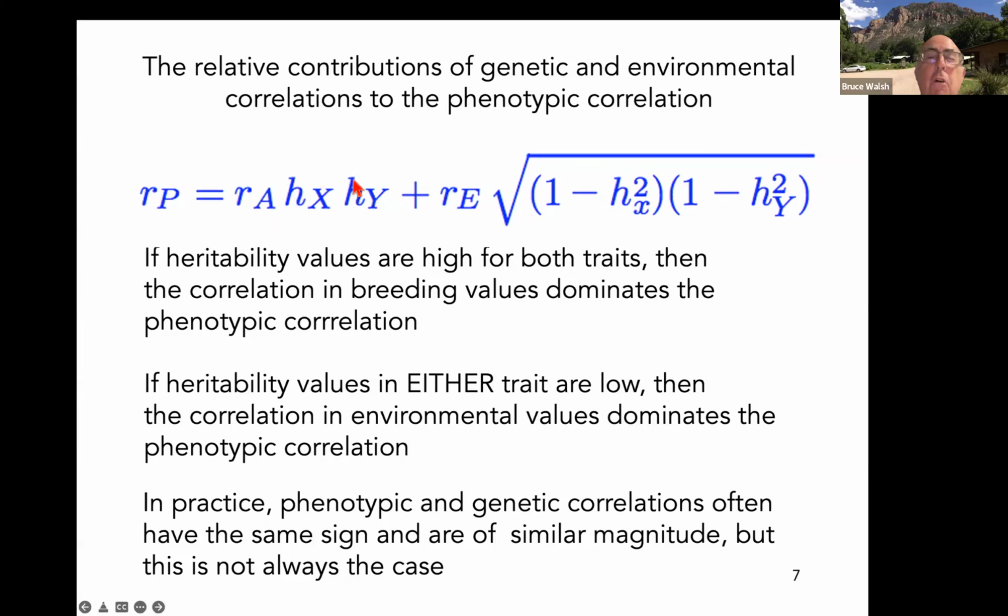If heritability is low, that term is small, that term is near one. Phenotypic correlations largely track environmental correlations. With intermediate heritabilities, you really can't say. So your phenotypic correlation is not necessarily a good predictor of your genetic correlation, and in fact may often be a rather poor predictor.